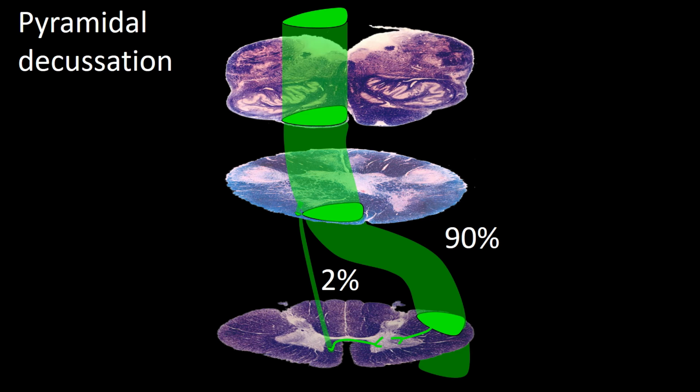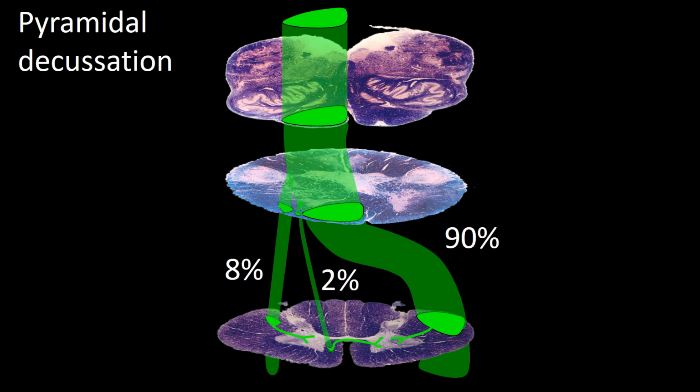2% do not cross and go ipsilaterally to reach the anterior segment of the spinal cord, but ultimately cross to the other side. 8% do not cross and go to the ipsilateral funiculus, that is, to the ipsilateral lateral funiculus, and make contact with neurons in the same side.